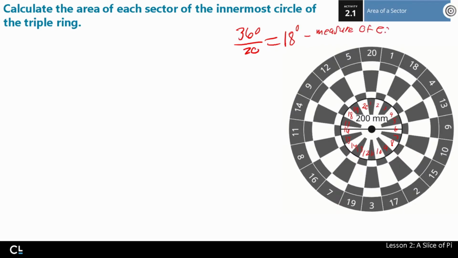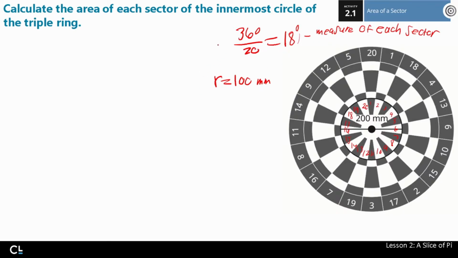of each sector. That's what that is. Measure of each sector. Now we could use this, right? Because we could plug it all in. Now, we're also given our diameter of this inner circle. We don't want the diameter of this. We want the radius, right? So our radius is going to be half of that, which is going to be 100 millimeters.